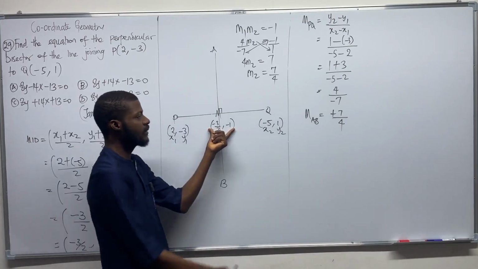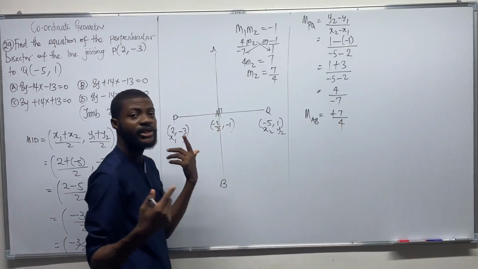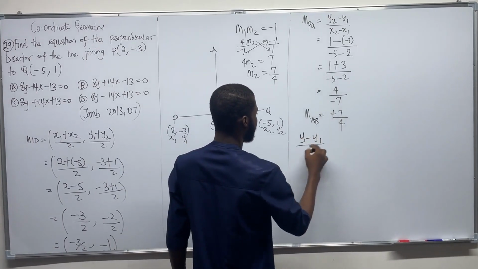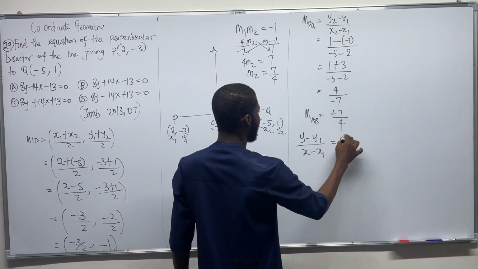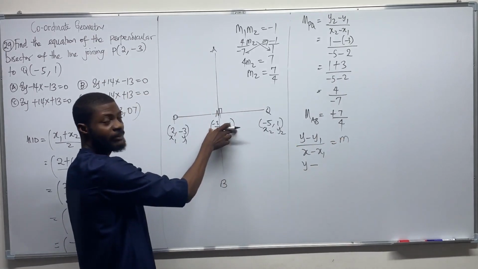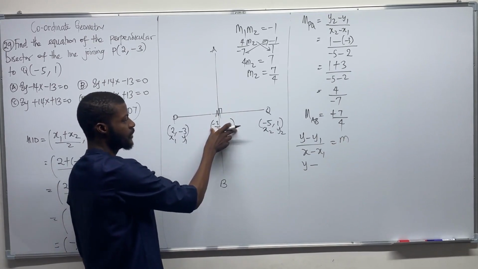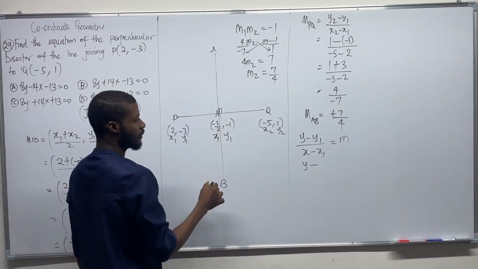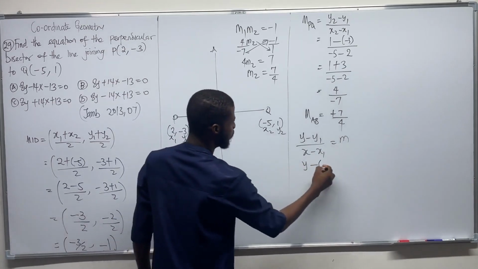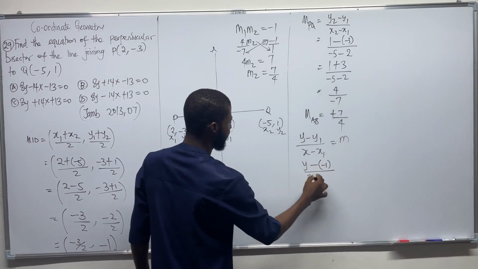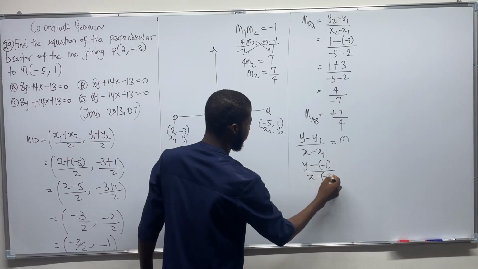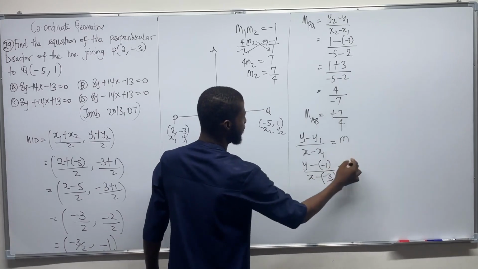I have a point and I have a gradient. So let me now find the equation of the line. To find the equation of a line, (y minus y1) over (x minus x1) is equal to the gradient. So this is y minus, what is y1? Remember that the new point that I am using is the x1, y1 for this very line. So y1 is minus 1, so put a bracket there. And this is x minus, x1 is minus 3 over 2. Put a bracket here also. The gradient is 7 over 4.